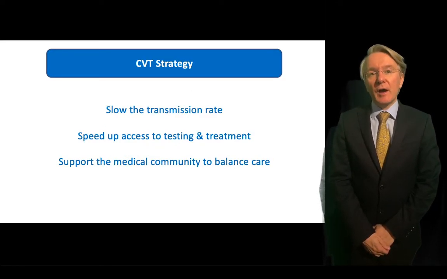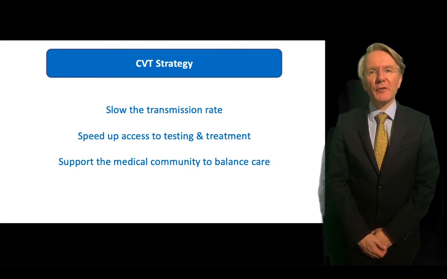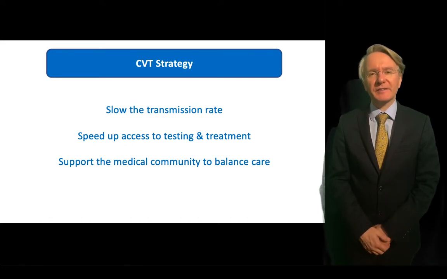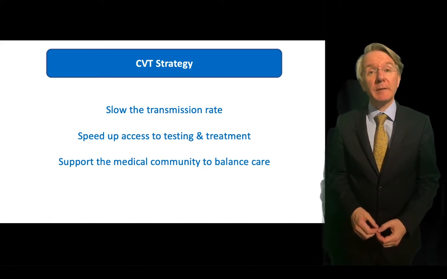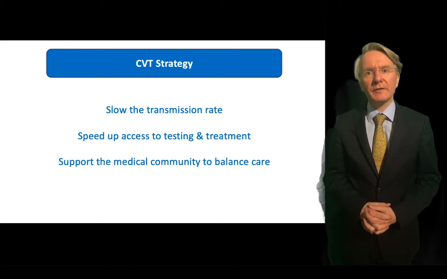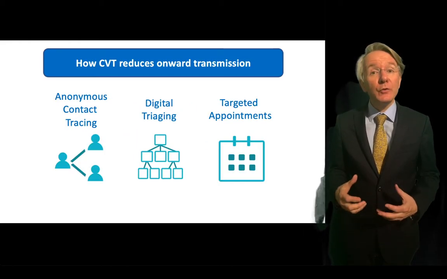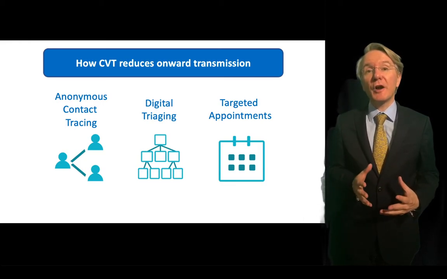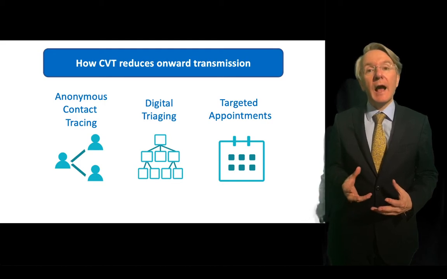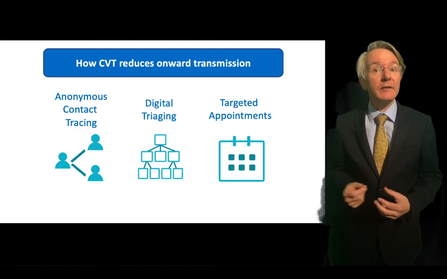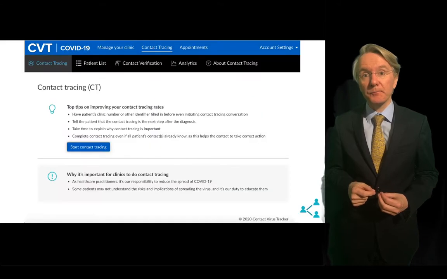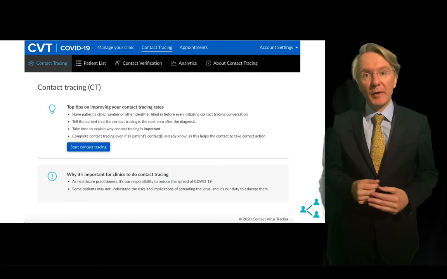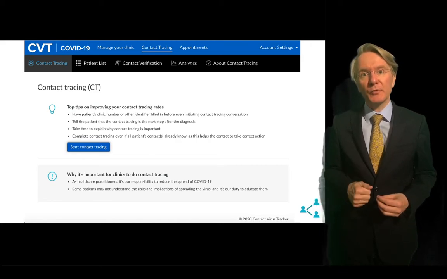Now, CVT's strategy for addressing the COVID-19 pandemic is to slow the rate of transmission by speeding up access to testing and treatment and supporting the medical community to work effectively together. And we do this through anonymous contact tracing that comes from our platform, and then we digitally triage those contacts that are informed and then support them to get tested by linking them to care with targeted appointments. And our software supports the healthcare workers to work effectively with patients to deliver this really important service.